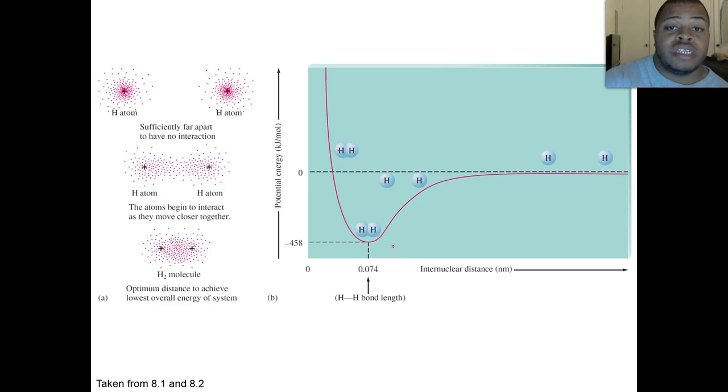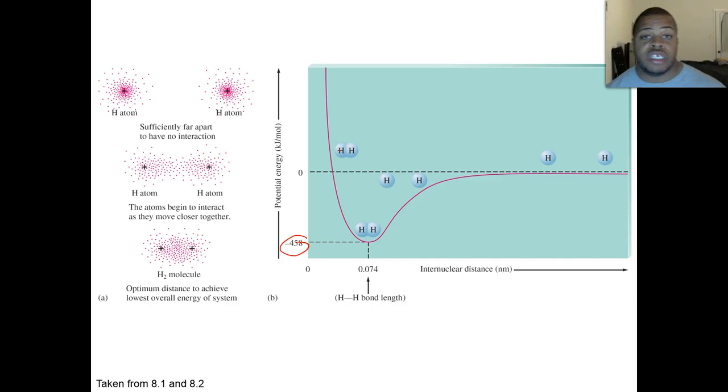Now, what happens if we get too close? Well, if we get too close, then we end up losing a little bit because now we get the repulsion. If the nuclei are too close together, positive and positive will repel each other, and so they'll push themselves apart. This distance here, this 0.074 nanometers, gives us approximately negative 458 kilojoules per mole of energy. This is going to be the most stable point for our hydrogen, and the other reason why, as we'll see later on, it usually forms into a diatomic. It's much more stable paired this way than it is if it's out on its own.